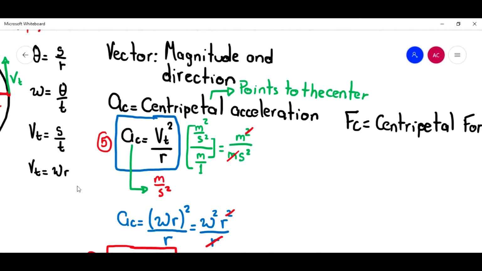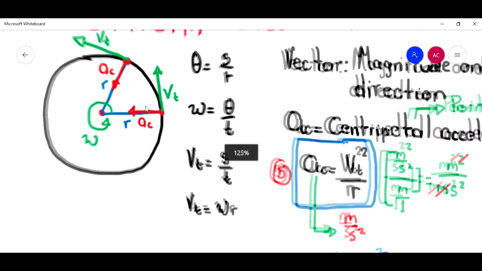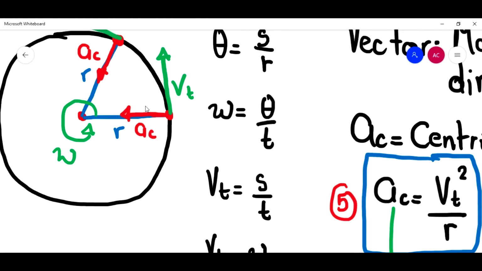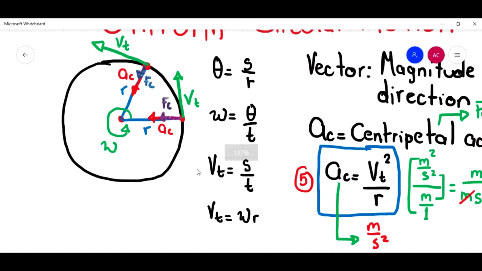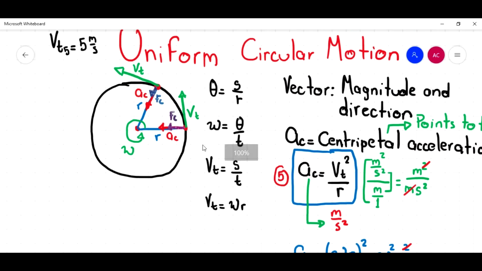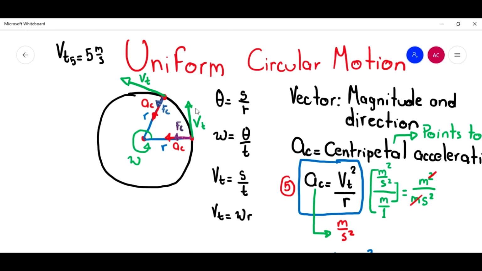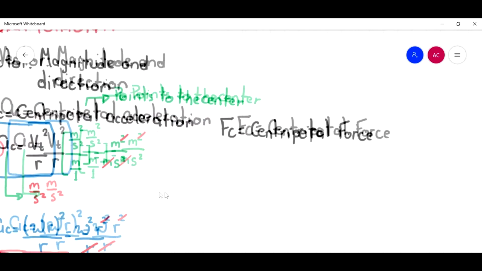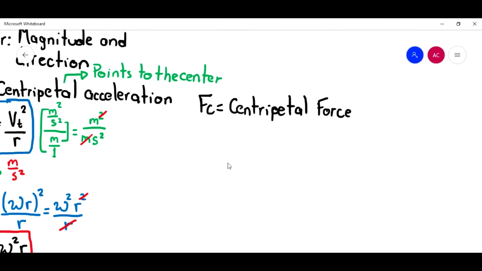So if I return to my drawing over here, and I use another color, let's say this color over here, I'm also going to have Fc, centripetal force, and that force points to the center and is the one responsible that you don't fall or go away, because that force points to the center. So you can be stuck in a circular motion.